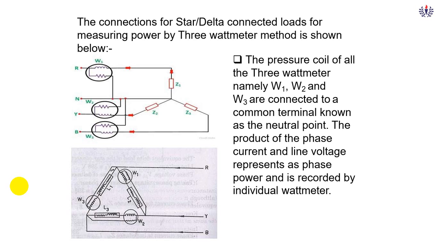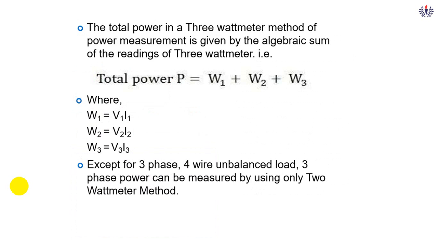If it is a star connection, the neutral point is connected commonly. If it's a delta connection, it is not connected to a neutral point. Instead it is connected to one more phase. So here 2 watt meters are used, two single phase watt meters. By this method, we will get the total power P equal to W1 plus W2 plus W3, that is the summation of total powers. But I'm not sure this method will be apt for all cases.